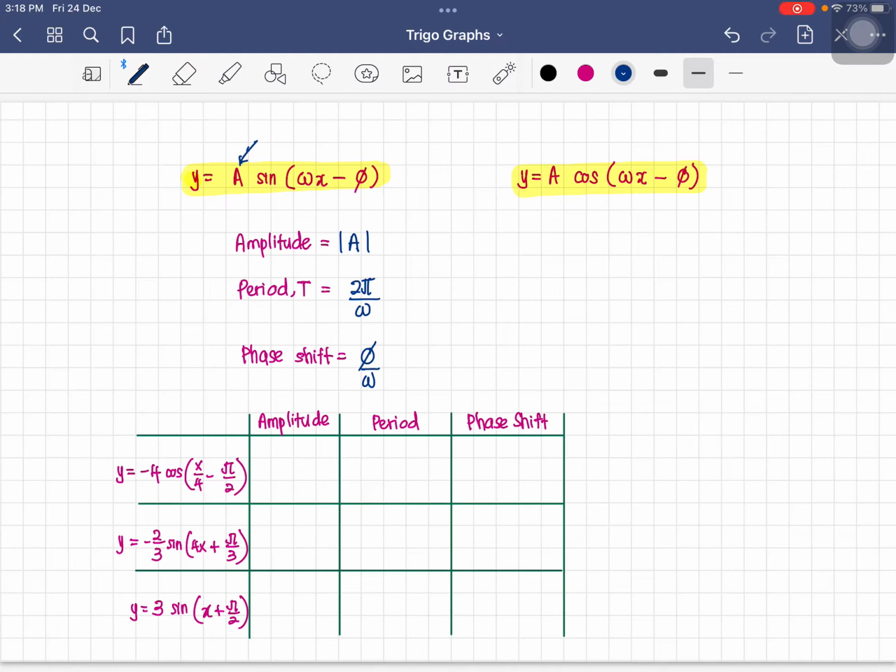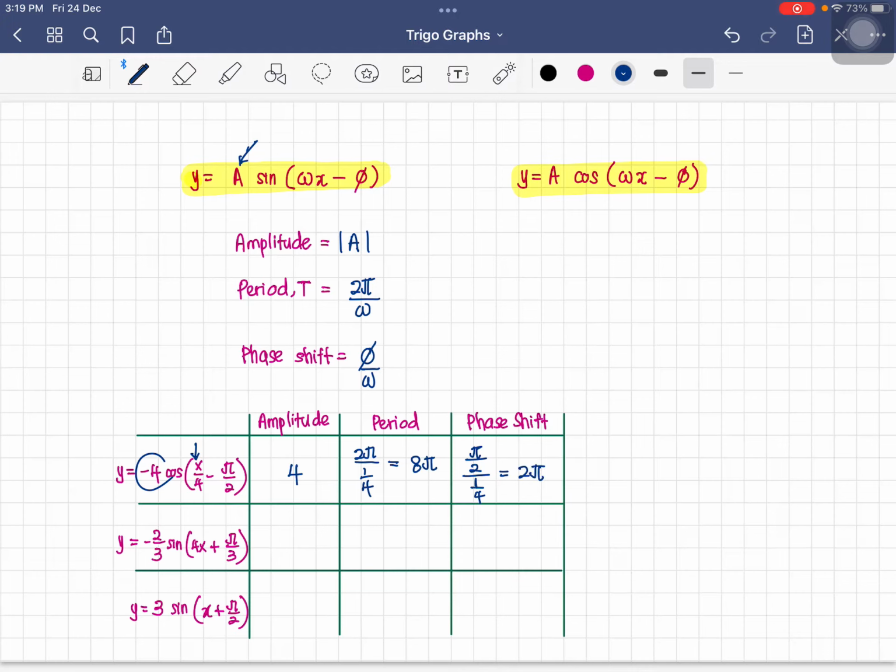Suppose for this one, the amplitude is the modulus of -4, so you get 4. The period is given by 2 pi over omega. Omega is the coefficient of x here, which is 1 over 4. So dividing by 1 over 4, this should be 8 pi. For the phase shift, you have pi over 2, and you divide by 1 over 4. That is phi over omega. So this is 4 pi over 2, which gives me 2 pi.